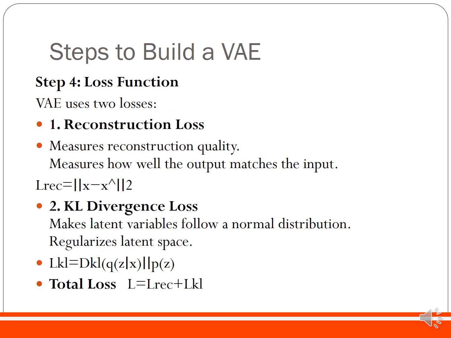Loss function. Training a VAE requires two loss functions. The first is reconstruction loss, which measures how closely the reconstructed output matches the original input. The second is KL divergence loss, which forces the latent variables to follow a standard normal distribution. The total loss is calculated as total loss equals reconstruction loss plus KL divergence loss. Together, these two losses ensure both accurate reconstruction and a smooth latent space suitable for generating new samples.